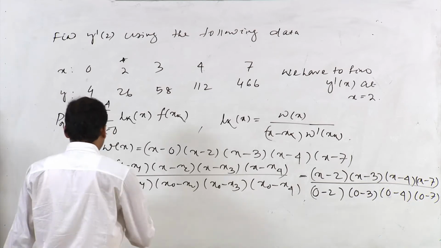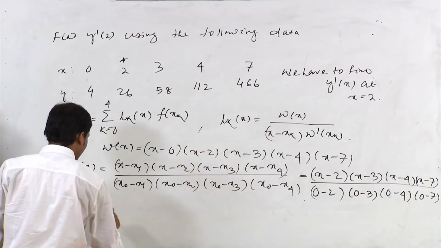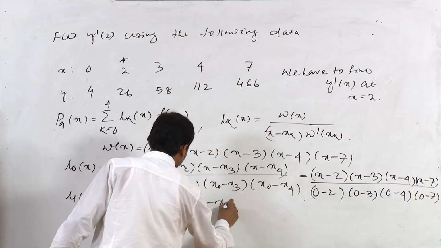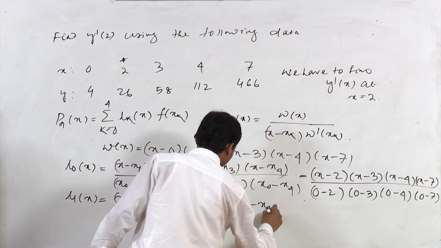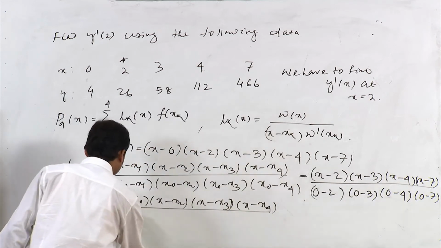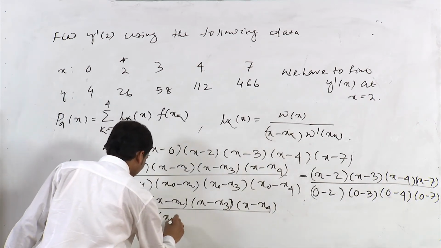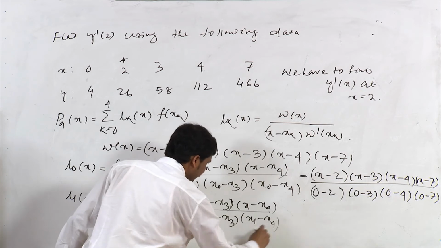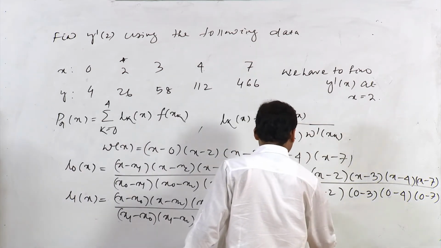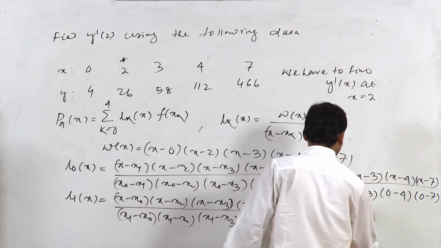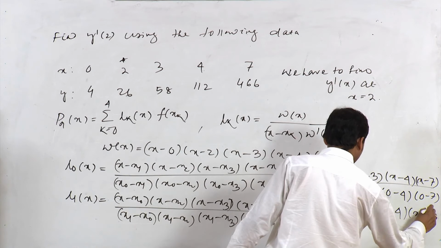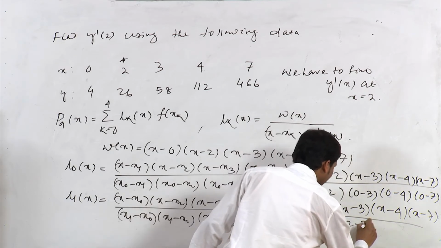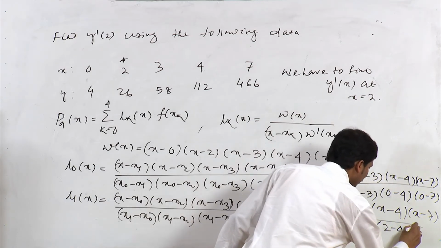And similarly, if you just write L1(x), this can be represented in the form of x minus x0, x minus x2, x minus x3, x minus x4 divided by x1 minus x0, x1 minus x2, x1 minus x3, x1 minus x4, and this can be written in the form of x minus 0, x minus 3, x minus 4, x minus 7 divided by 2 minus 0, 2 minus 3, 2 minus 4, 2 minus 7 here.